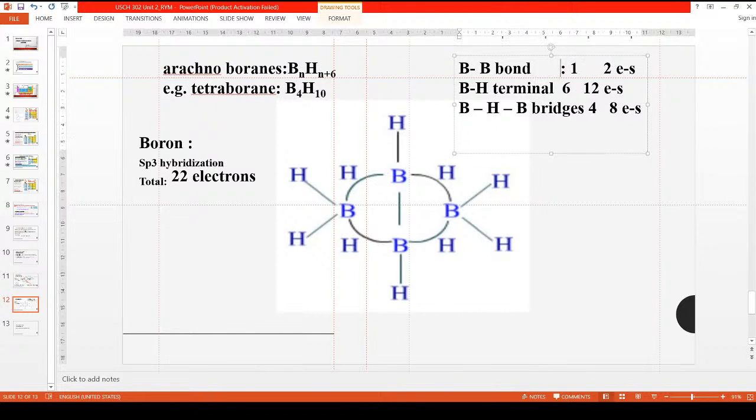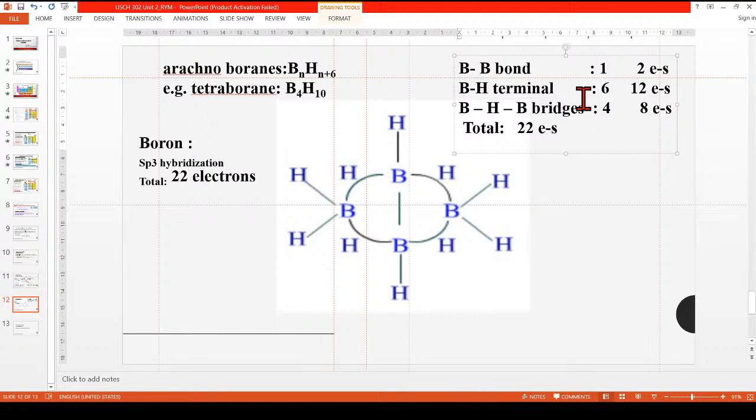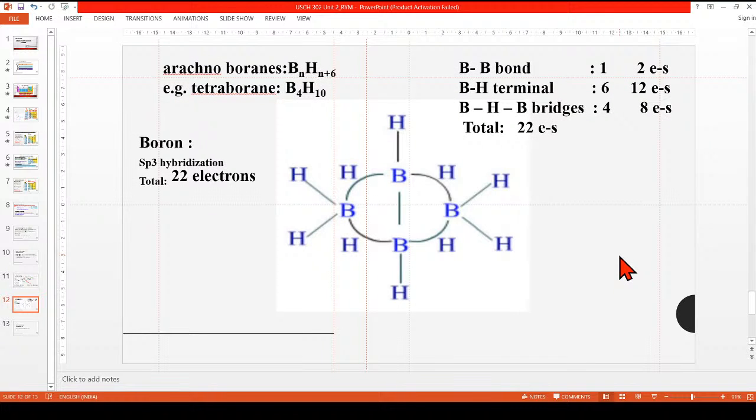So if you count the total number of electrons, how many electrons will come out? 22 electrons will be there in this structure. The actual requirement would be double of this, plus 4 electrons additional, but since 4 electrons are lower, this is your electron deficient structure.